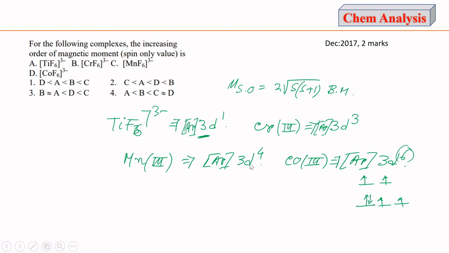So the magnetic moments of these two complexes, that is C and D, will be similar, and these two species C and D will have higher spin only magnetic moment than B and A. After C and D it will come B, since it contains 3 unpaired electrons, and last there will be A, since it contains 1 unpaired electron. So this is the correct order for the spin only values, and we can see that option number D is the correct answer.